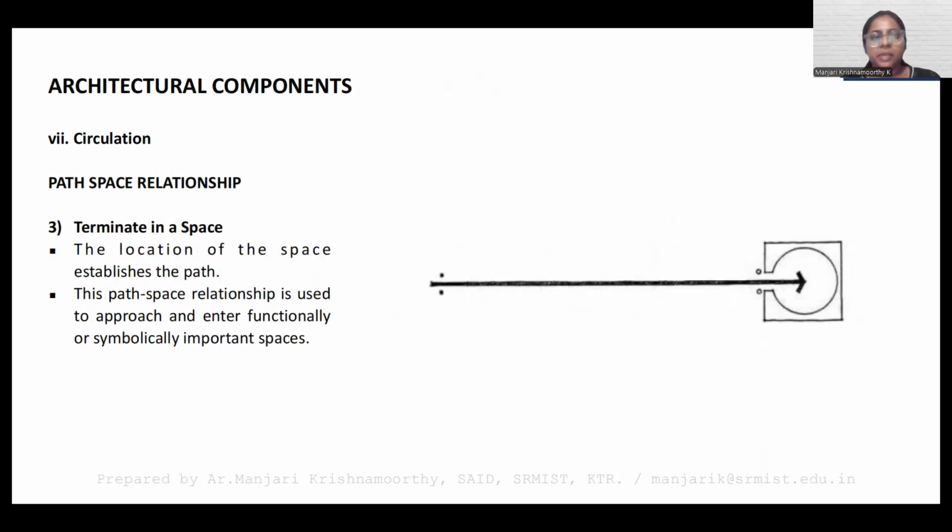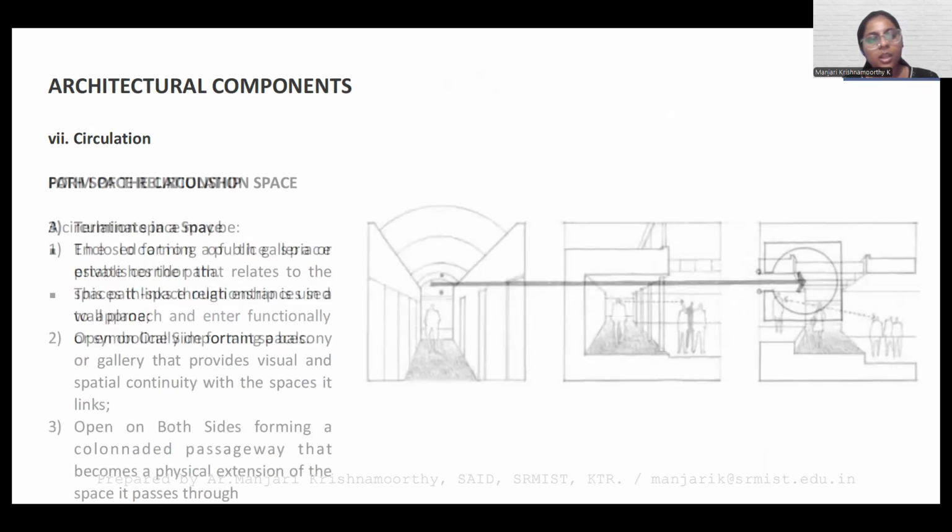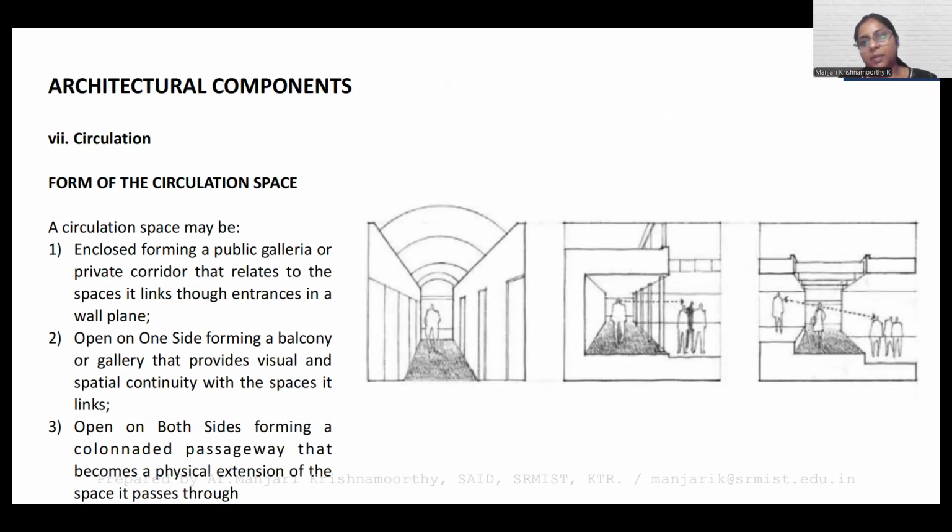The next one is terminate, meaning the ultimate destination of the space. You see large gardens, as in the Charbagh concepts, where you have huge gardens in the front, and the end destination, either Humayun's Tomb or the Taj Mahal. Those examples help us understand this is the termination of a space. So how do these forms of circulation spaces develop?